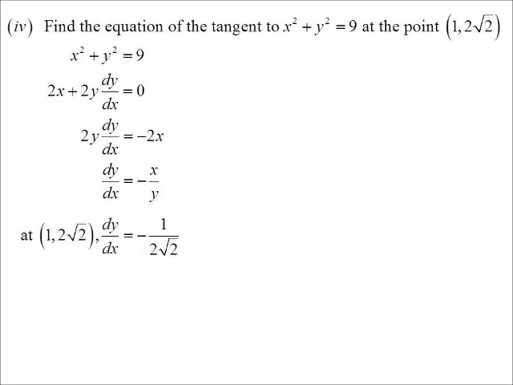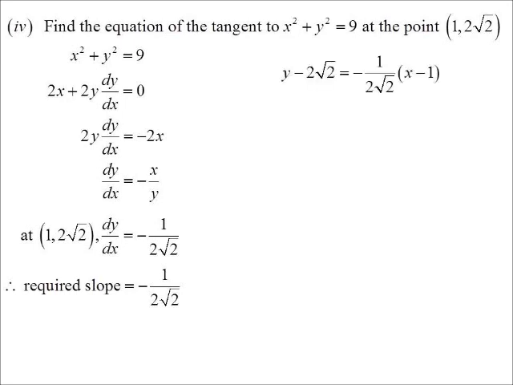So we're at the point 1, 2 root 2. Sub that in, we get the slope of minus 1 on 2 root 2. And point slope formula. So it's all pretty standard from there. So we get x plus 2 root 2y minus 9 equals 0. So that's the real advantage, I guess, of implicit differentiation. I don't have to rearrange that to make y the subject. I can just go bang, there's my derivative. Okay.